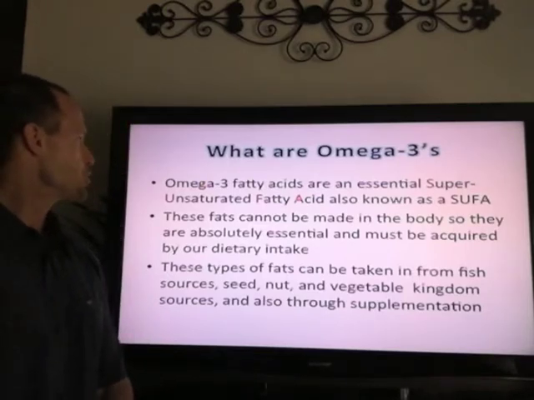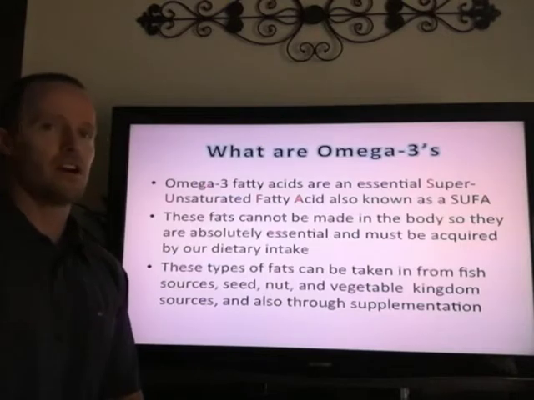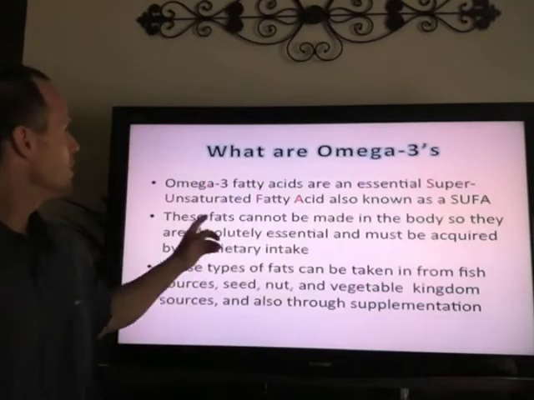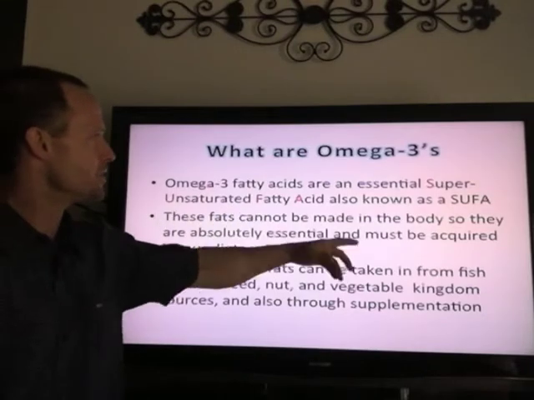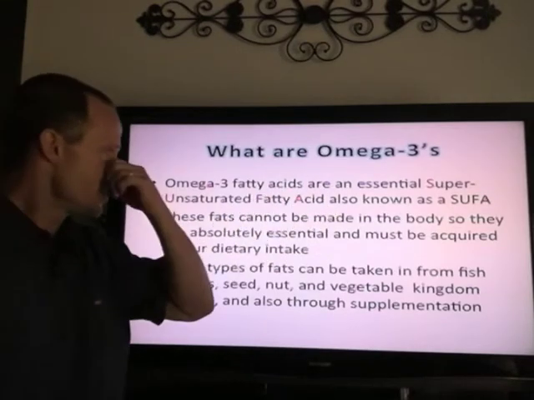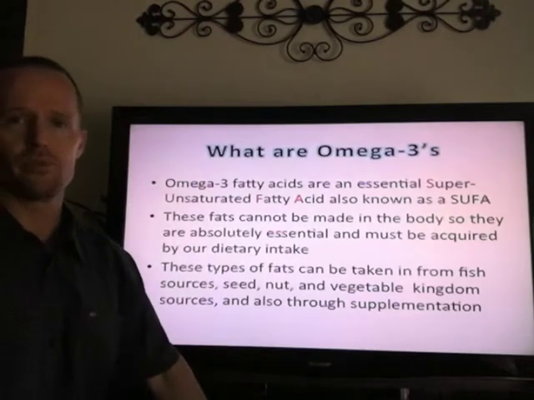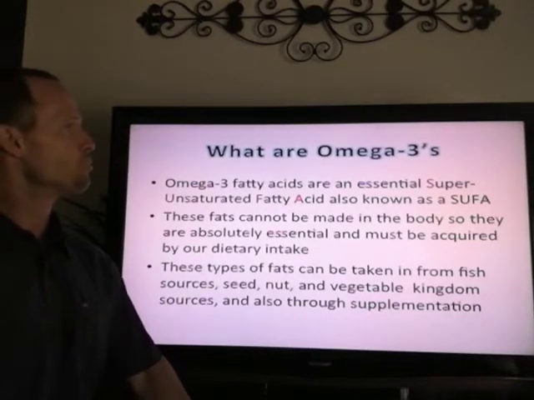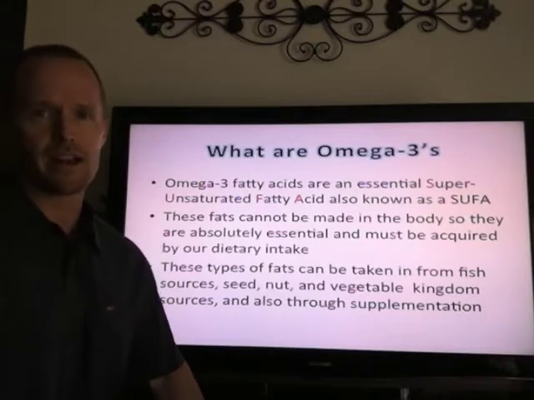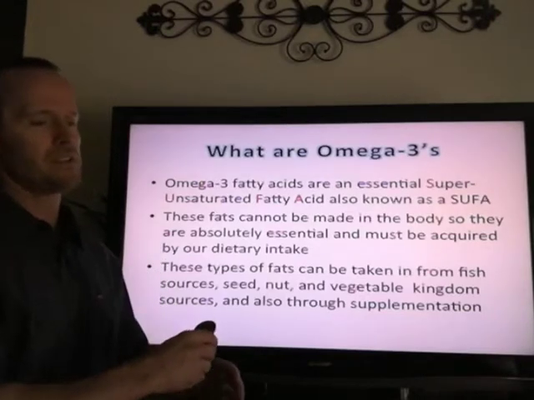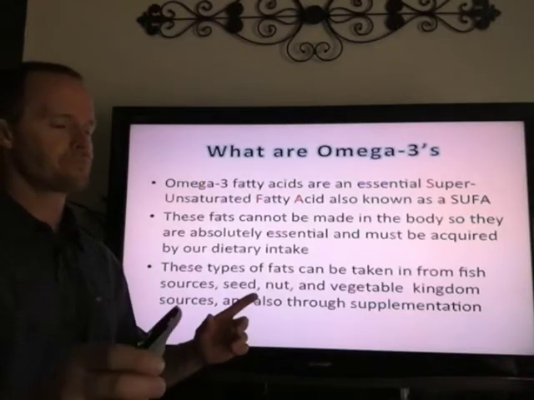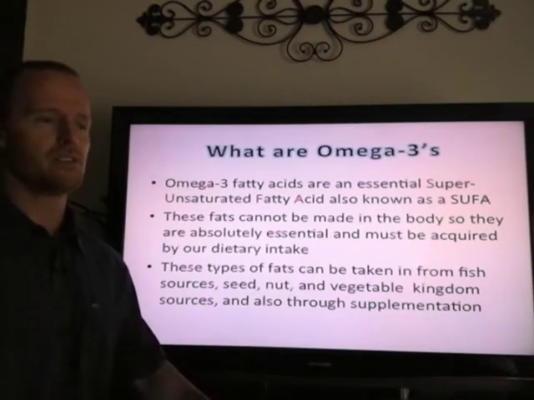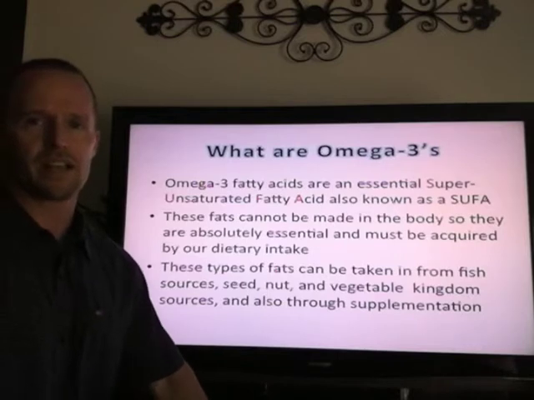Omega-3s are essential super unsaturated fatty acids, also known as SUFAs, S-U-F-A, super unsaturated fatty acid. If you can see that in red, S-U-F-A. There are also fats called MUFAs and PUFAs. MUFAs would be monounsaturated fatty acids, and your PUFAs would be polyunsaturated fatty acids. Poly meaning many, which means many fatty acids in a chain that are linked together that need to be enzymatically broken down into smaller subunits called essential fatty acids.